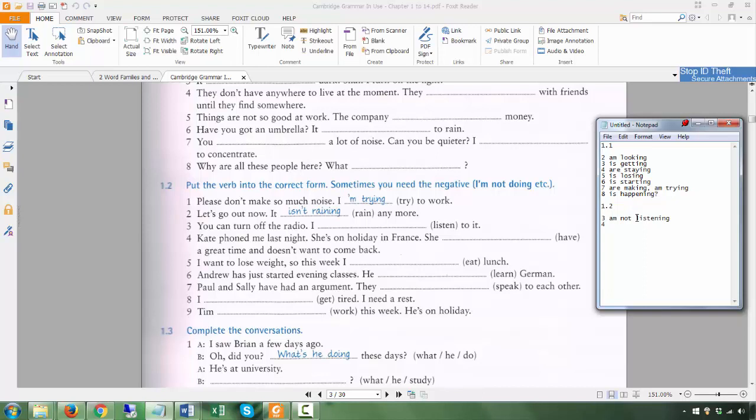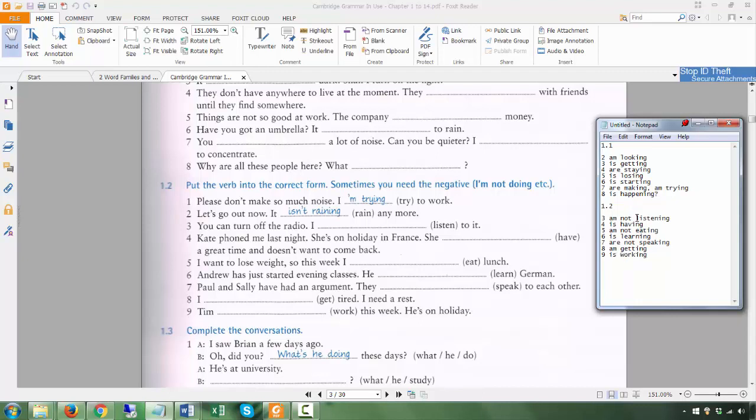"Kate phoned me last night. She's on holiday." She is having. Okay, positive. "I want to lose weight." Number 5: this week, if you want to lose weight, I am not eating. "Andrew has started evening classes." He is learning. Number 7: "Paul and Sally have had an argument." They are not speaking. Okay, it's a negative. Number 8: I am getting tired. Number 9: Tim is working this week.